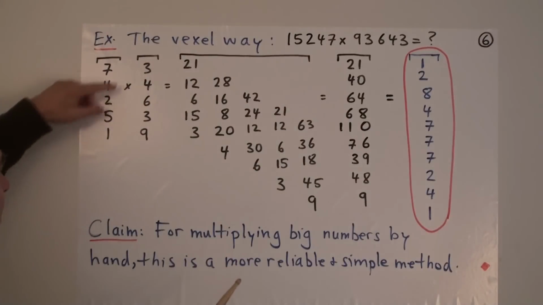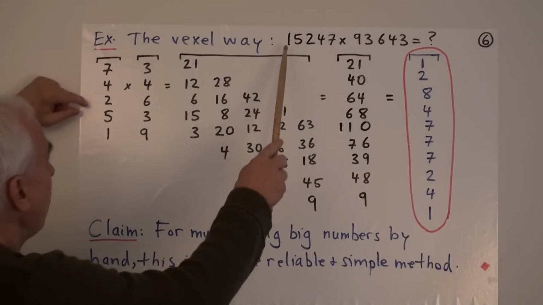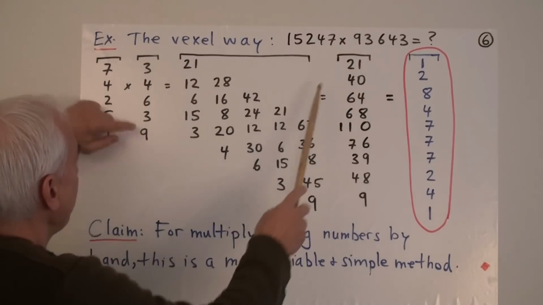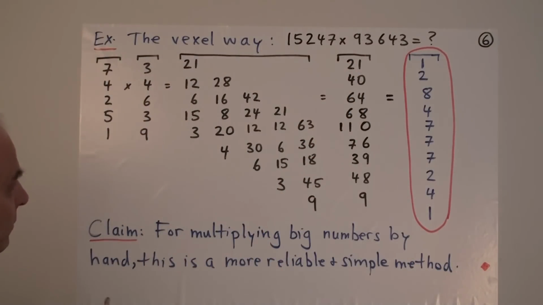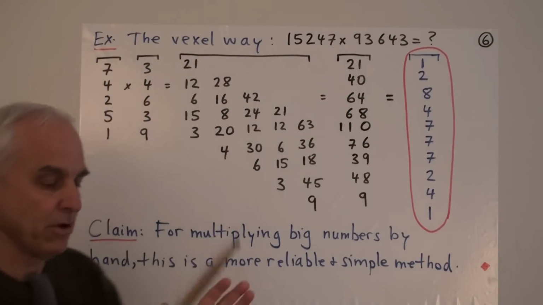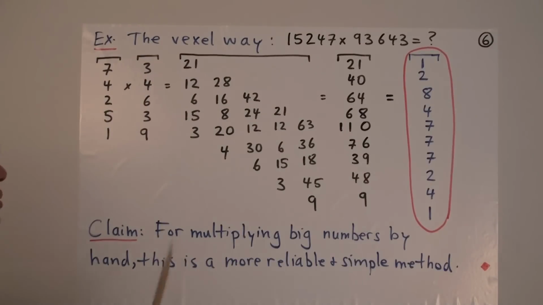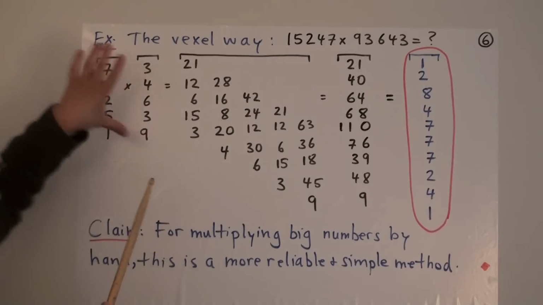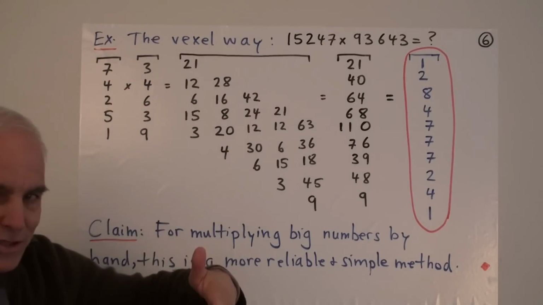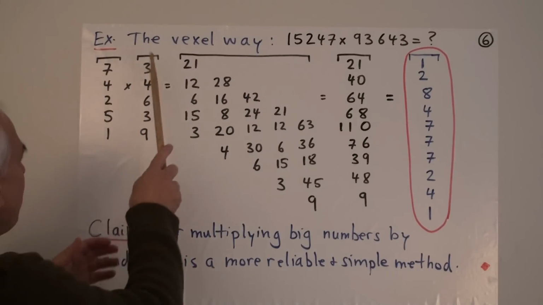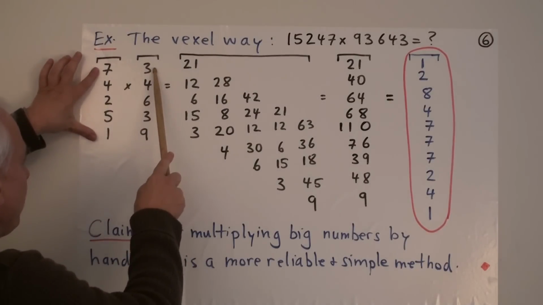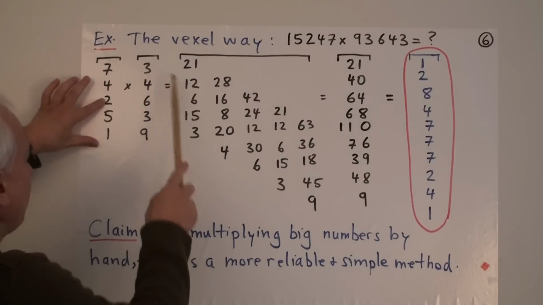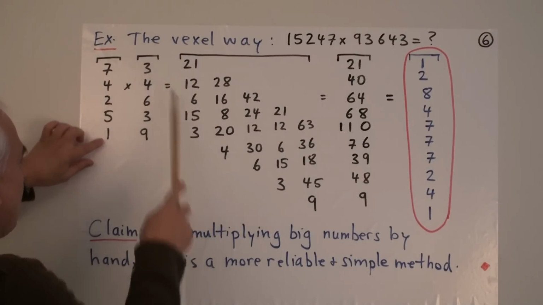We'll multiply them as columns. So 15247, 15247, 93643, 93643. And what we're going to do is very similar to what we did in that previous thing. So we're going to multiply this first column by 3. This is really just poly-number multiplication. Okay, but we're going to think about it as taking this and multiplying it by 3. And 3 times 7 is 21, 3 times 4 is 12, 3 times 2 is 6, 3 times 5 is 15, 3 times 1 is 3.